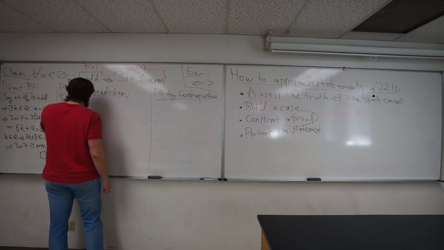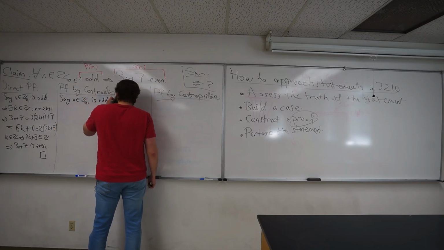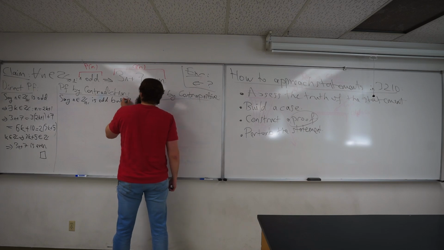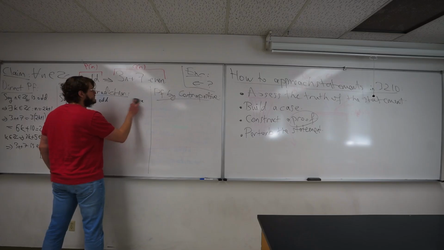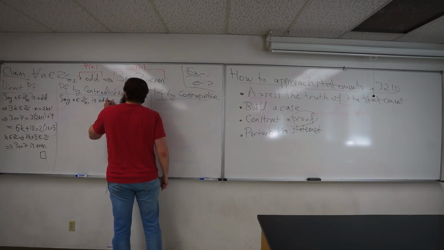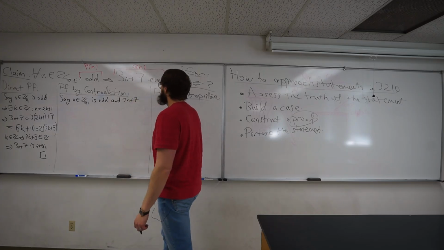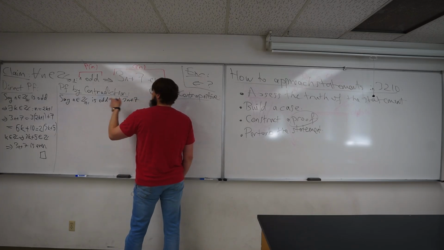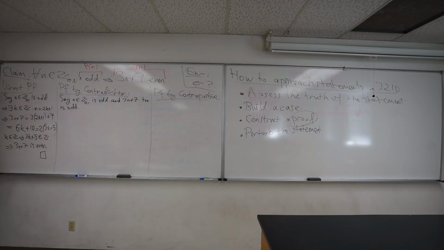So say n is odd, but 3n plus 7 is, well, maybe you can write it like this. Say both n and 3n plus 7 are odd. Okay? I'm assuming P and not Q. And I want to come up with some sort of contradiction.